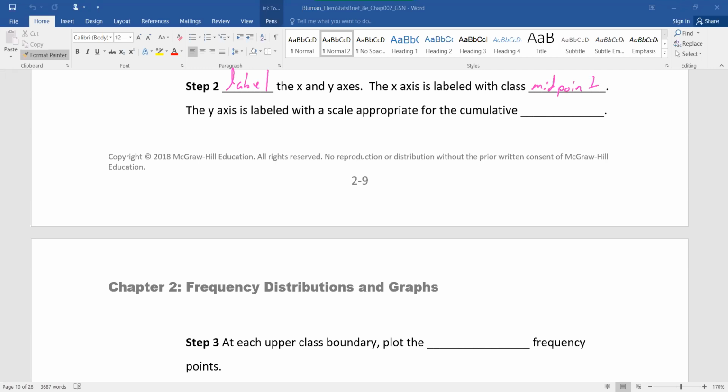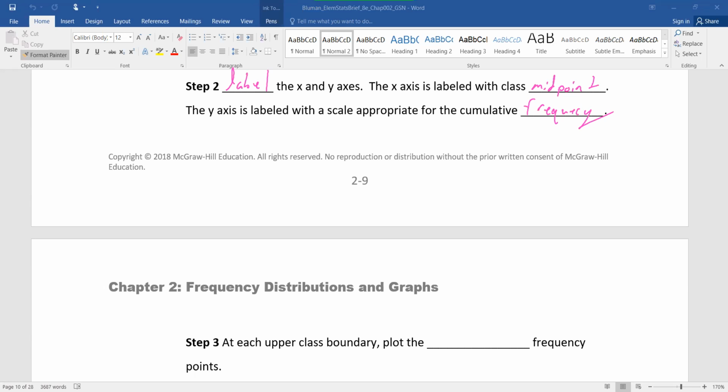You're so quick. Yeah. So the x-axis is labeled with class midpoints. The y-axis is labeled with the scale appropriate for the cumulative frequency. So would we want to use the same scale on the y-axis that we've been doing, by going by twos? No, because we're going to bigger numbers. We're going up to 30 this time.